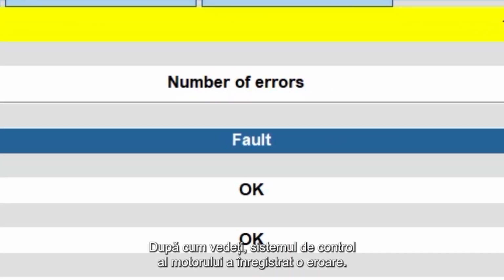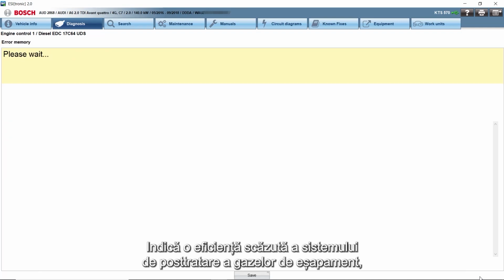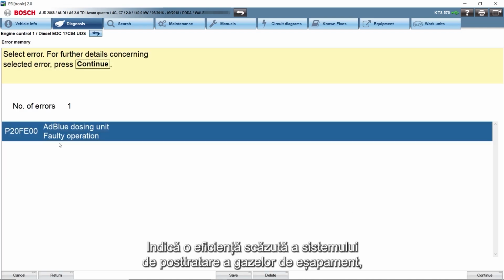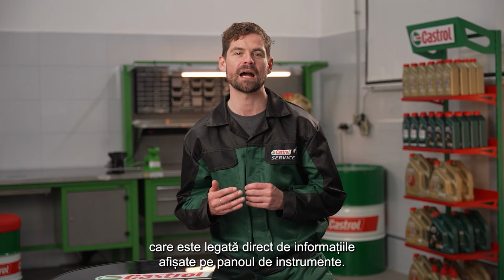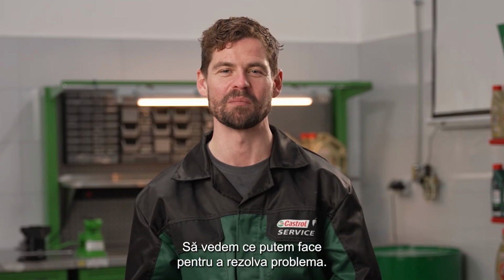As you can see, the engine control system has registered an error. It indicates low efficiency of the exhaust after-treatment system, which is directly related to the information displayed on the instrument cluster. Let's see what we can do to solve the problem.